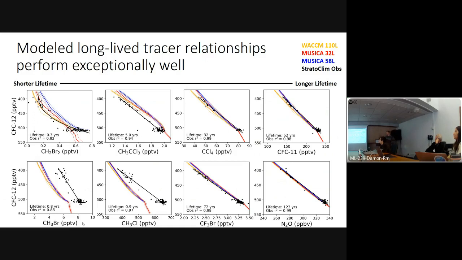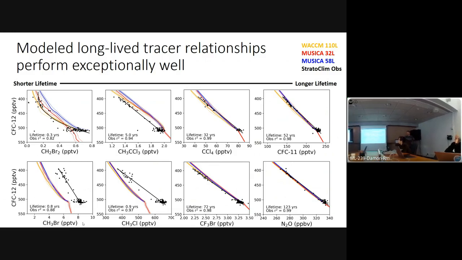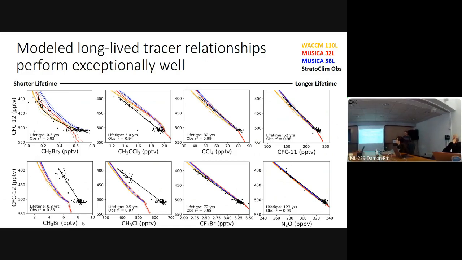On the left side of these plots, we have species that have a comparatively short tropospheric lifetime, and on the right side, we have species with comparatively long tropospheric lifetimes. For the longer-lived species on the right, the models tend to do a pretty good job of representing those tracer relationships in terms of how they transition into the stratosphere. The shorter-lived ones leave a little bit to be desired.